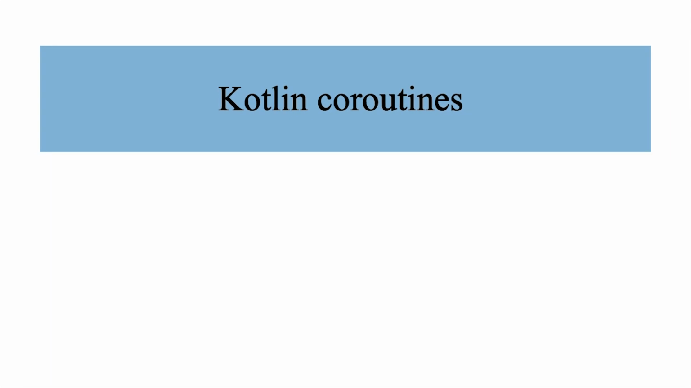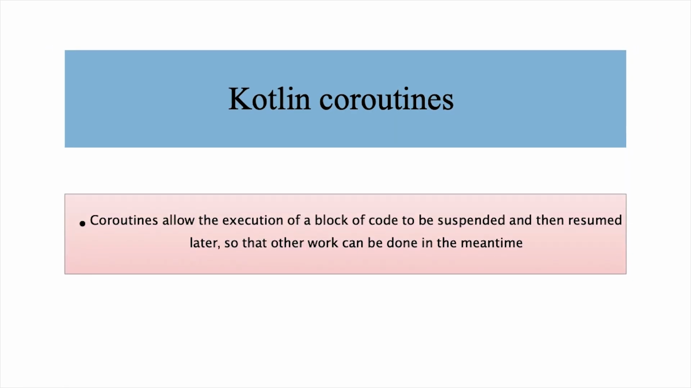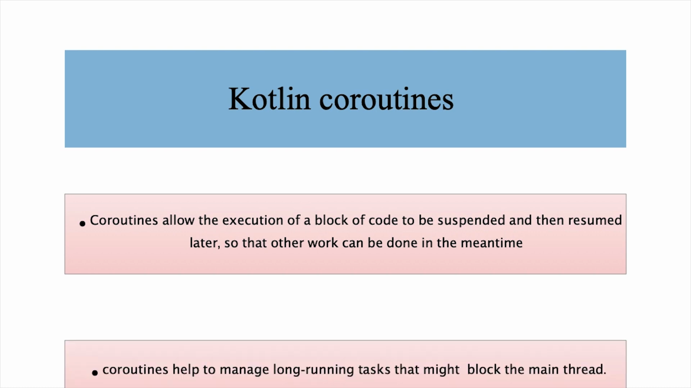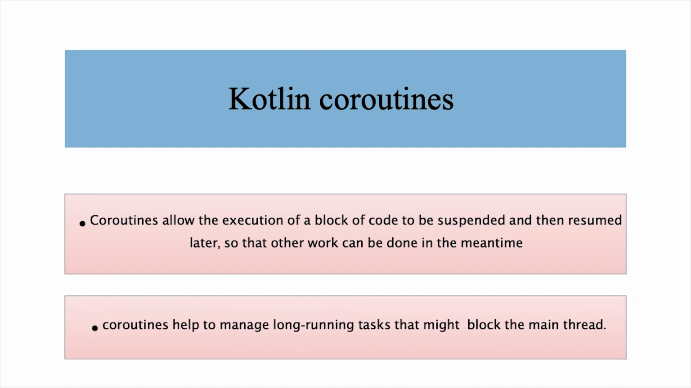Kotlin coroutines. Coroutines allow the execution of a block of code to be suspended and then resumed later, so that other work can be done in the meantime. Coroutines help to manage long-running tasks that might block the main thread.